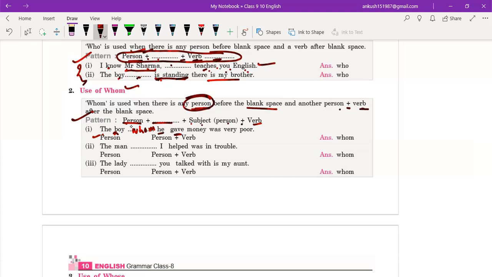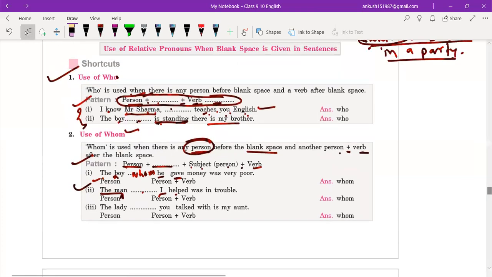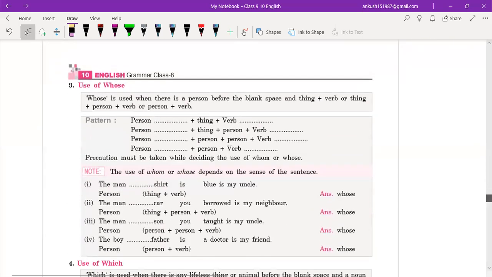Okay. Let us go for another example. The man, it is also a person, whom I, person, helped was in trouble. The man whom I helped was in trouble. The lady whom you talked with is my aunt. Okay, so person, blank space, plus person plus verb. This is the structure of using whom.